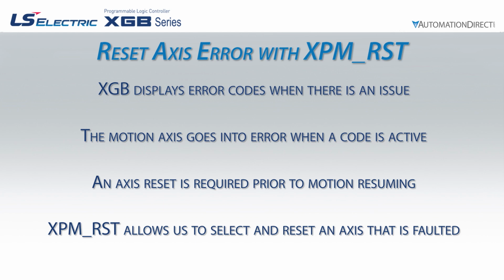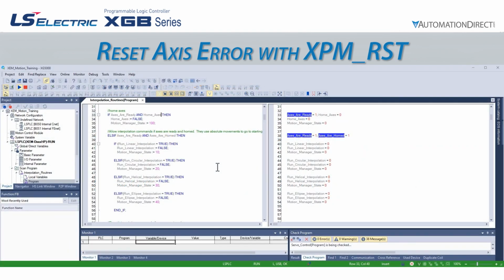Let's take a look at this function block, how to configure it, and how to use it to return our axis to a ready state. In this example, I have the XEM Motion Training project open. This file is available to download from the XGB Interactive Guide at AutomationDirect.com.